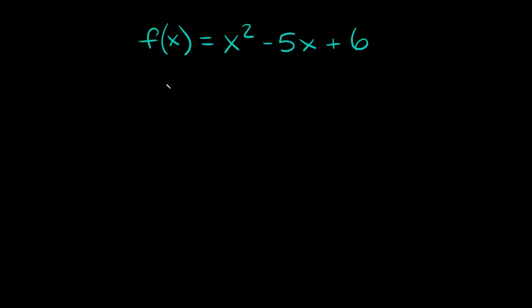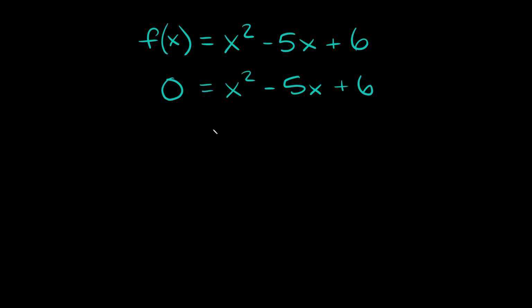Here's the next example. Now we have f of x is equal to x squared minus 5x plus 6. Again, it's going to be the exact same steps. We're just going to plug in a 0 for f of x and solve for x. So here we're going to get that 0 is equal to x squared minus 5x plus 6. As you can see, we have a quadratic right here. So that means we can factor this bad boy.